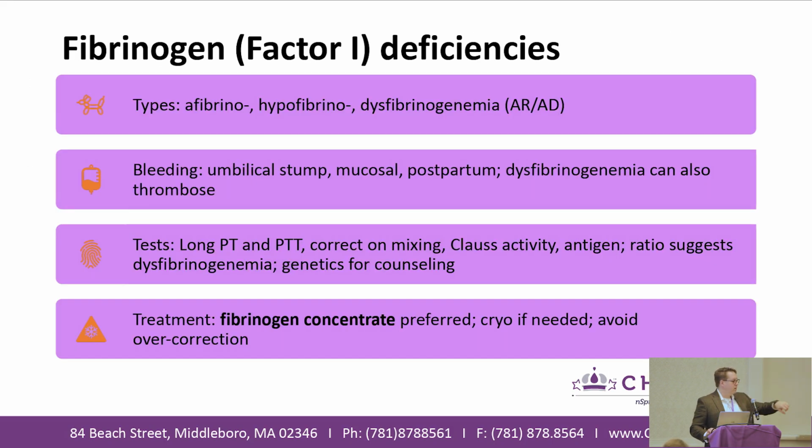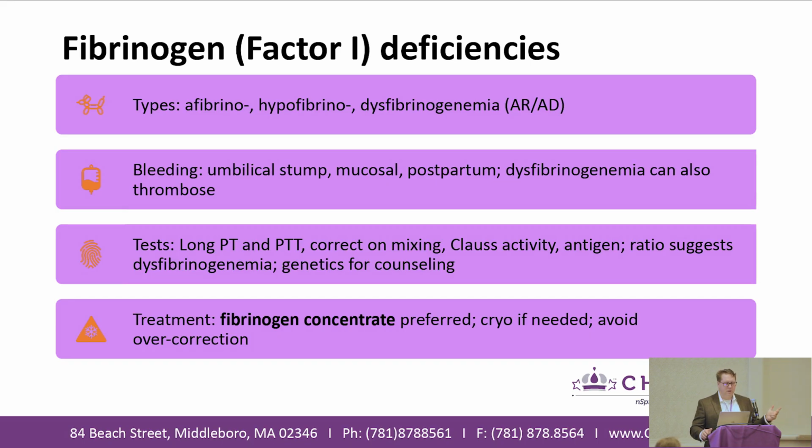So, at long last, we're getting into the actual deficiencies. We got to start somewhere. So we'll start with number 1, factor 1, or fibrinogen deficiencies. There's lots of different flavors of this. So you can have afibrinogenemia, where A is Latin for none. Hypo, which means not enough. Or dys, meaning doesn't work.